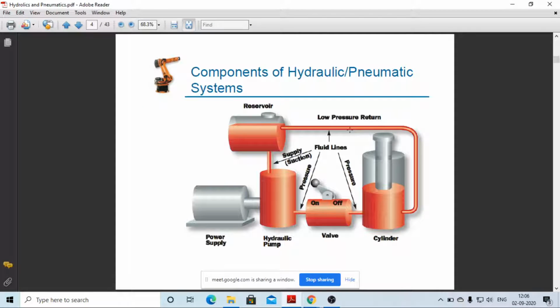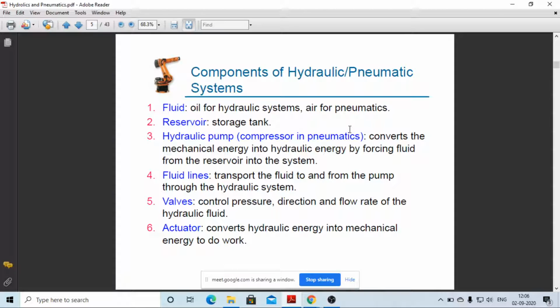So these are your key components for the hydraulic systems. Now see one by one. The fluid is oil for hydraulic systems. Reservoir, that is a storage tank. Hydraulic pumps convert the mechanical energy, means they convert the energy of your motor into the fluid. Hydraulic energy you can understand as a fluid with pressure; pressurized fluid is called hydraulic energy.